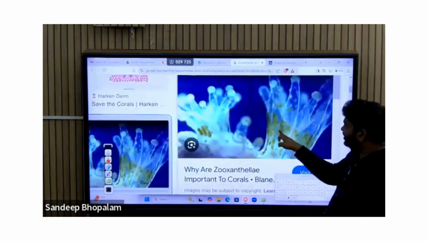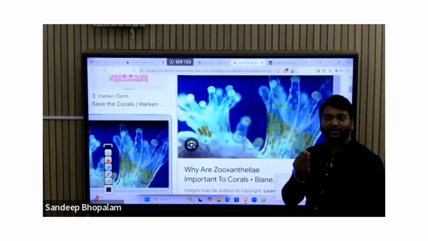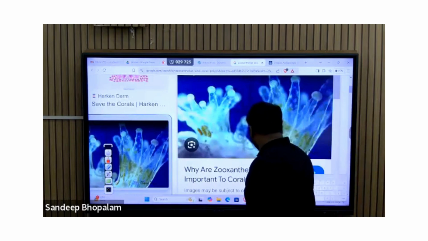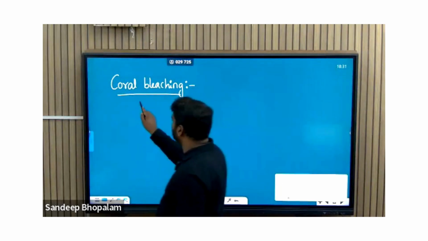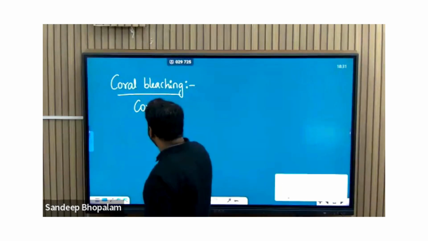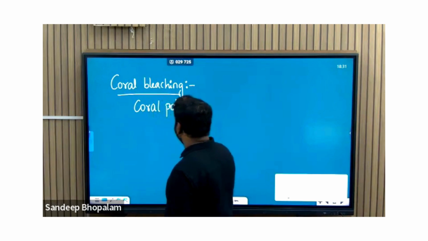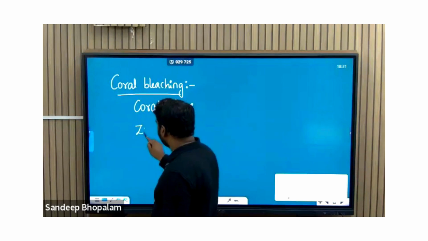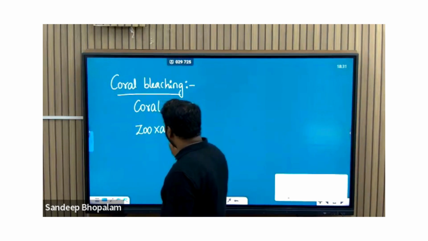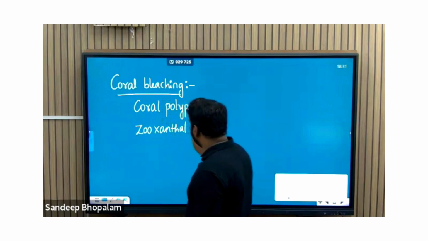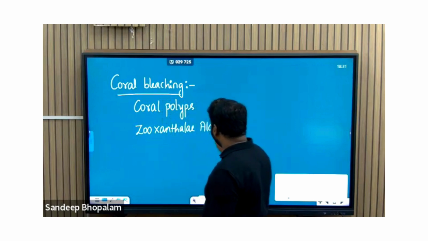See here, the green color patches that are growing on the polyps are called algae. Yes, these are all basics which your teachers will teach you, but I'm just telling you. Coral polyps will be there, and zooxanthellae algae will be there.